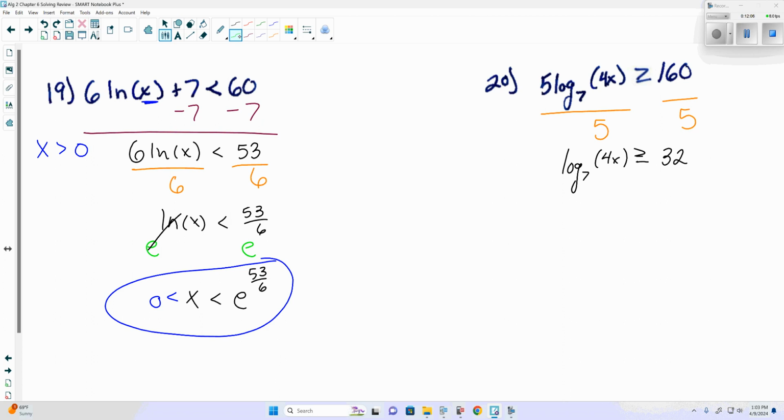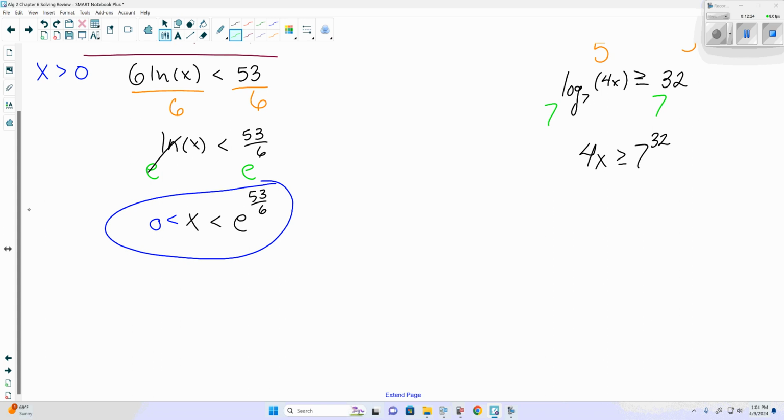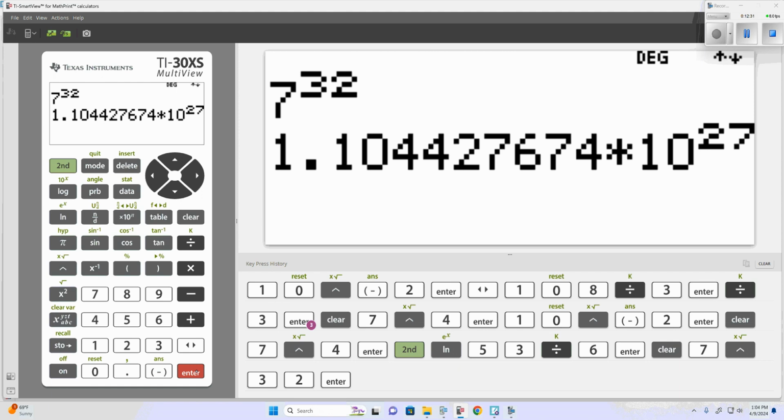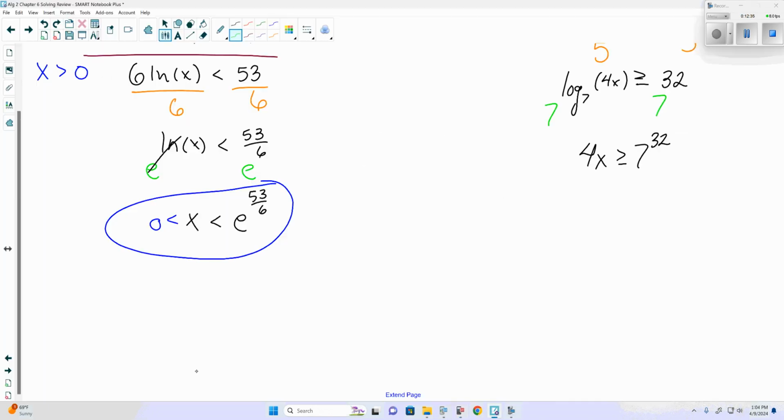What can we do next? Set the base to 7. Put both bases to 7. Because our 7 to the log base 7 of 4x is 4x, is greater than or equal to 7 to the 32nd power. Is that a nice number? Probably not. Oh boy, no, that's way too big. So we'll leave it as 7 to the 32nd.